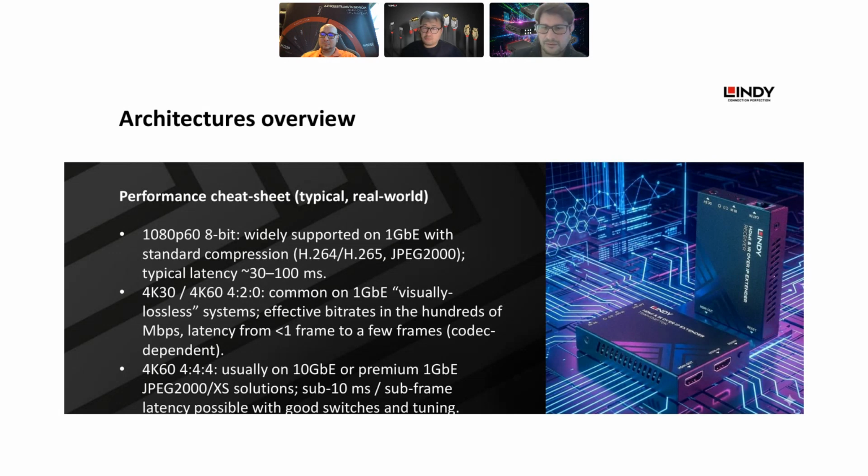Effective bit rates in the hundreds of megabits per second, latency from one frame to a few frames, depending on the codec. A 4K 60 Hz 4:4:4, usually on 10 gigabit standards or premium 1 gigabit JPEG 2000 codec solutions. Sub 10 milliseconds or sub-frame latency possible with good switches.